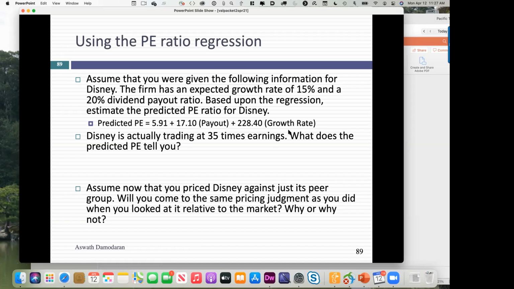That's basically the regression. You come to me and you tell me Disney has a growth rate of 15% and a payout ratio of 20%. I'm going to plug in 0.2 as my payout, 0.15 as my growth rate. I'll get a predicted PE. I don't remember what it was, but if any of you plug it in, you could probably tell me. I think I got a predicted PE of 32. You're saying, what does that mean? Given Disney's existing growth rate and payout ratio, it should be trading at 32 times earnings. It's actually trading at 35 times earnings. That would make Disney overpriced.